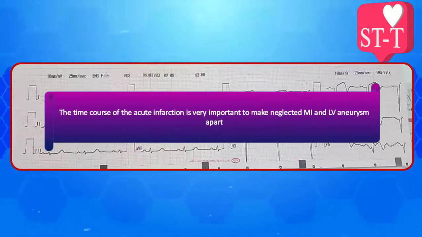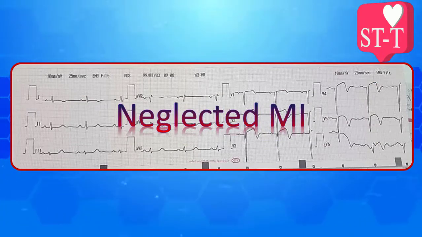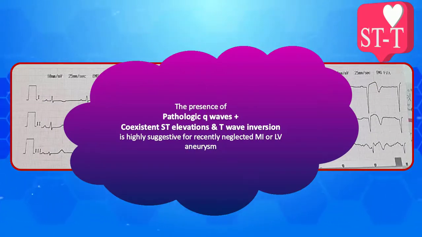Remember that the time course of the acute infarction is very important to tell neglected MI and LV aneurysm apart. The suspicion of an aneurysm is based on the duration of this pattern being greater than 3 weeks after the acute myocardial infarction. Therefore, according to our patient's history and electrocardiographic findings, recently neglected MI is the most possible cause of chest pain. Note that low-voltage QRS complexes in limb leads are possibly due to the underlying ischemia and malfunctional myocardium. Again, we re-emphasize that the presence of pathologic Q waves with coexistent ST elevations and T wave inversion is highly suggestive of recently neglected MI or LV aneurysm.